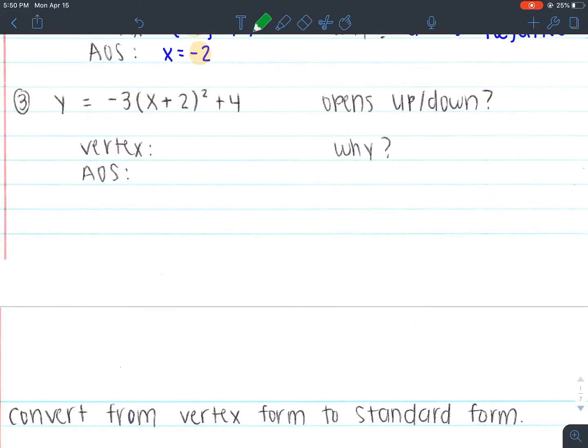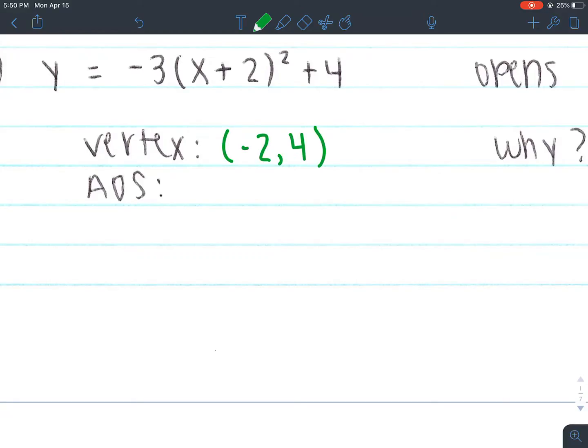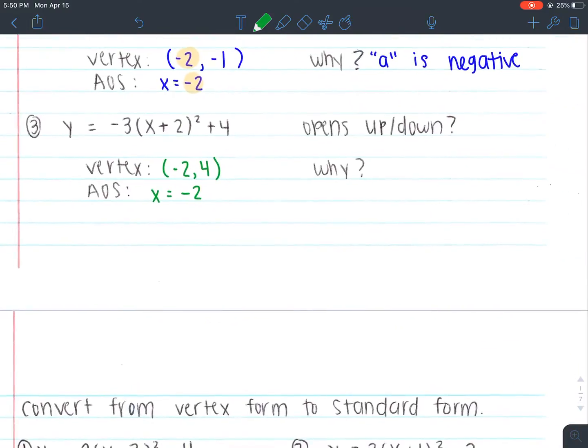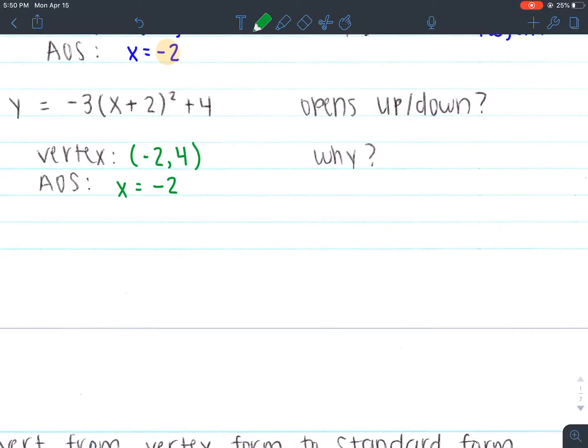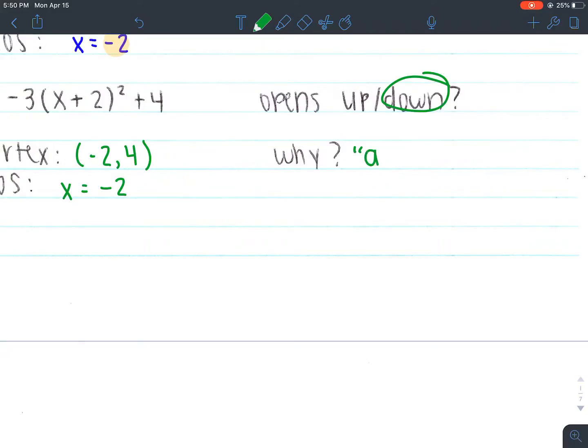Last one. Let's look at our vertex. Our vertex here is going to be -2, +4. Remember that the h value is opposite. And our axis of symmetry will be x equals -2. This will open down because our A value is negative. So A is negative.